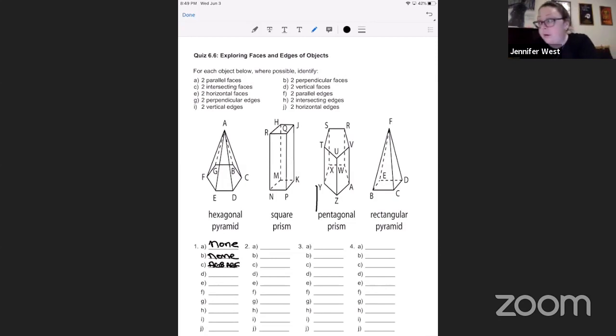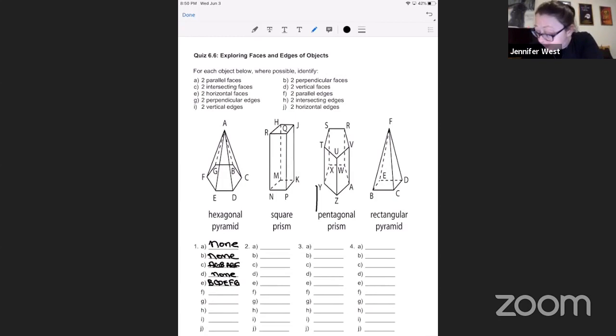And then it's asking for letter D, are there two vertical faces? None. And then it's asking E, and it says horizontal faces. Well, the only horizontal face is the bottom, and it is called B, C, D, E, F, G. So that's how you do that part.